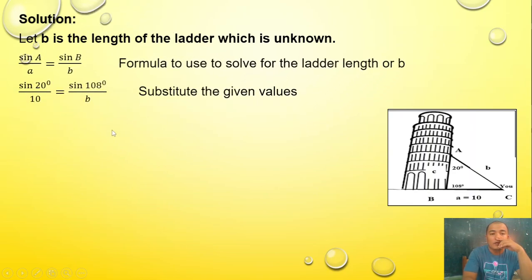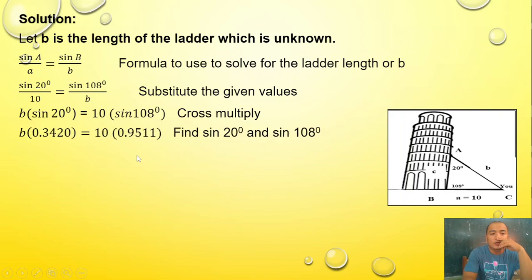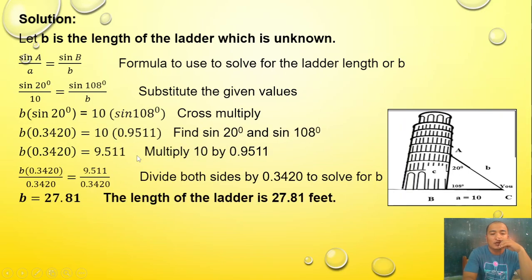Our formula will be sine A over A equals sine B over B. So given angle A, sine 20 over 10 equals sine 108 over B. Cross multiply. B times sine 20 equals 10 times sine 108. Divide both sides by sine 20. That will be the answer for B. 27.81 is the length of the ladder in feet. 27.81 feet.